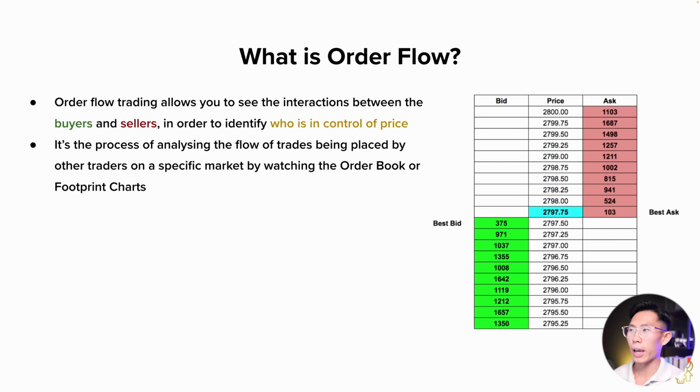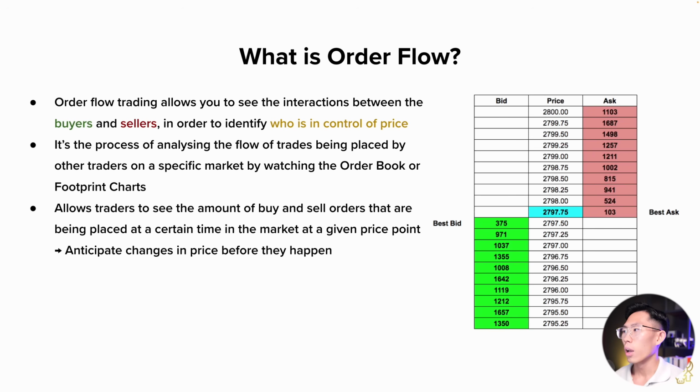It's the process of analyzing the flow of trades being placed by other traders, institutional traders, retail traders, on a specific market or asset by watching the order book or footprint charts. This allows traders to see the amount of buy and sell orders that are being placed at a certain time in the market at a given price point. And guess what this allows you to do? This allows you to anticipate changes in price before they even happen.